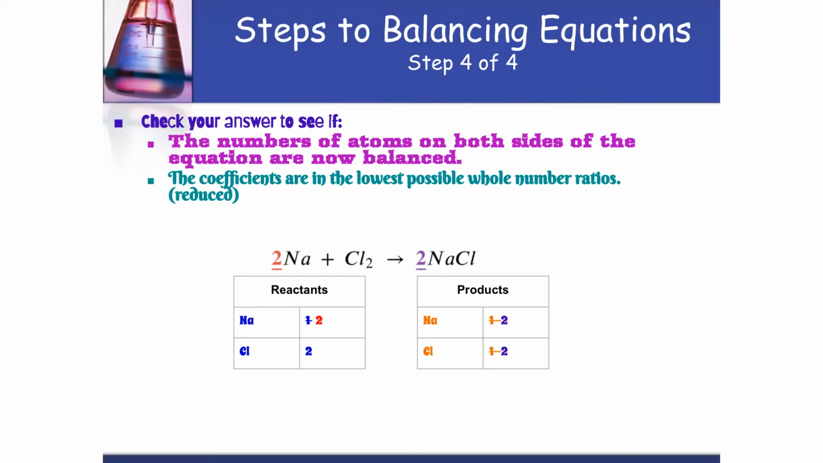Step 4 is to check your answer to see if the number of atoms on both sides of the equation are now balanced, and also that the coefficients are in the lowest possible whole number ratio. So let's say you ended up putting a 4, 2, and a 4. Well, that's technically correct, but it's not in the lowest whole number ratio. You can reduce that by putting a 2, a 1, and a 2. So make sure that they are in the lowest whole number ratios as well.